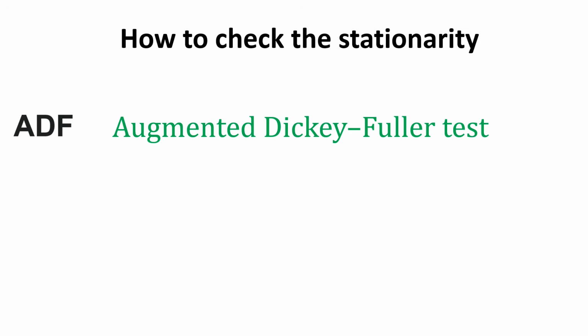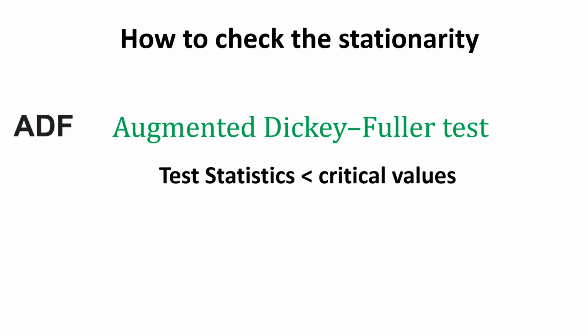Out of this test we get these 2 values, test statistics and critical values. There are other values also, but primarily, if the test statistics is less than the critical values, you can say that the data is not stationary. I'm sorry, here I made a mistake. I should have said, if the test statistics is less than the critical values, then we can say the data is stationary.